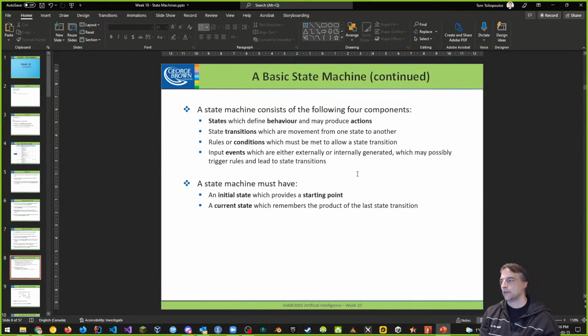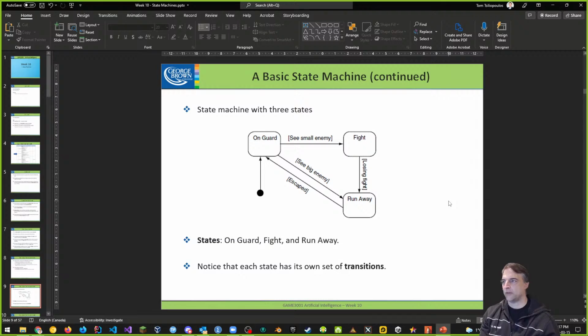Okay, so current state remembers the product of the last state transition, which is important. Where did we come from? A lot of times we want to know that as well. So here's an example with a state machine with 3 states.